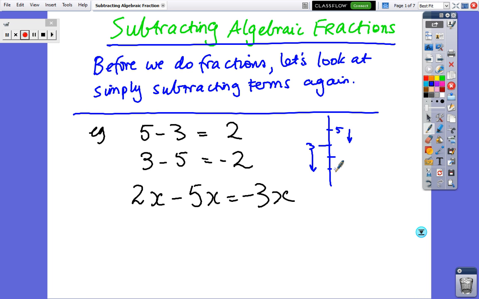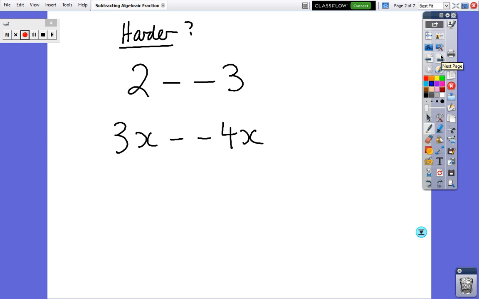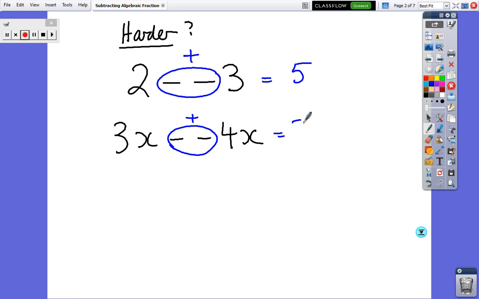And of course with algebraic terms with pronumerals, 2x minus 5x equals minus 3x. Okay, so that should be straightforward. So is it harder when you're subtracting a negative? When you subtract a negative, I like to say that these are head-butting each other, and when two minuses are together, you're subtracting a minus, so it's the same as addition. So you end up with 5. So again, if I say two minuses head-butting each other becomes a plus, you end up at 7x.